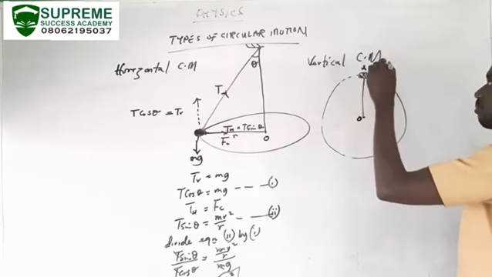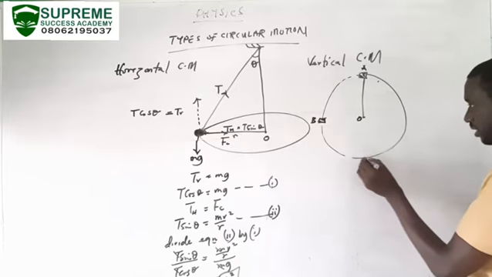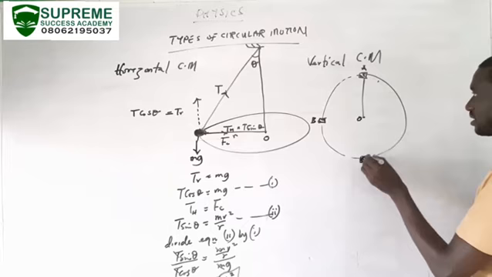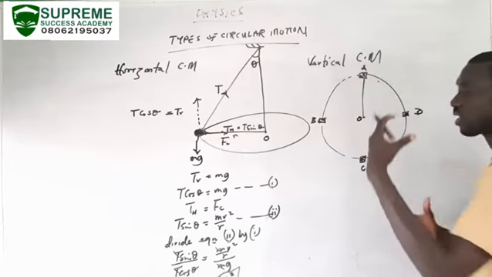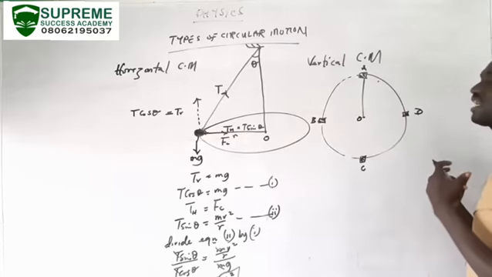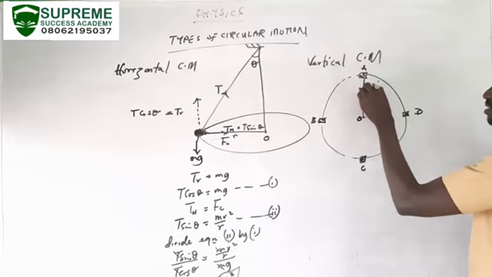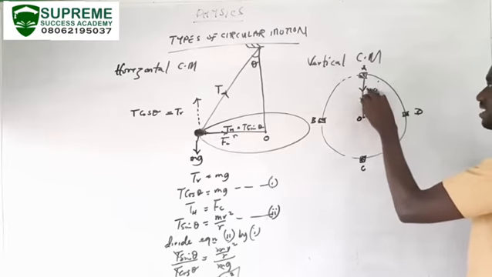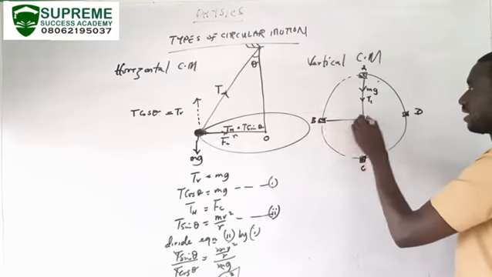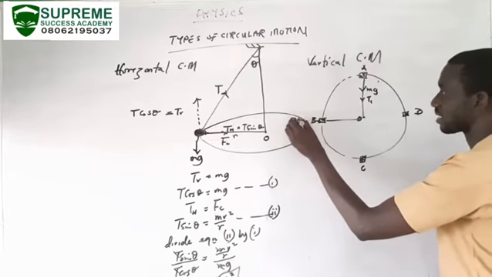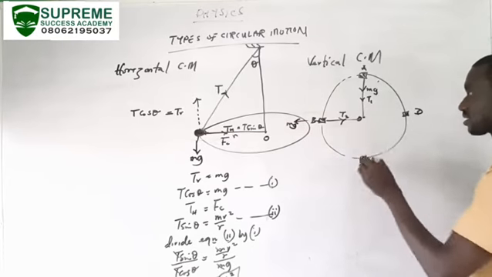Let's say this is our point A. When the object gets here, this is our point B. It comes down here, this is our point C, and it gets here, this is our point D. And we look at what is happening. For objects undergoing vertical circular motion, there are two forces acting on it, the weight of the object and the tension. Let's call it T1. When the object gets here, the weight is going to act like this, mg. And the tension will act like this, let's call it T2.